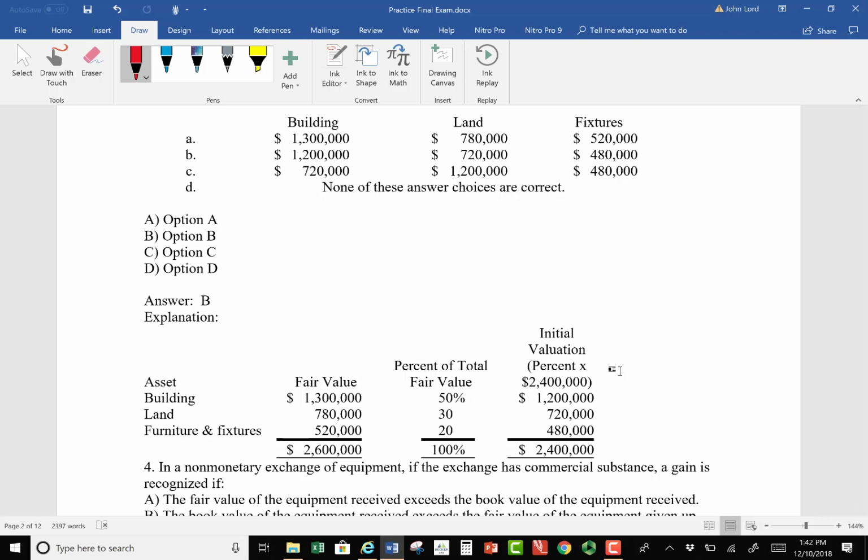So I might give you something like this, but it's pretty easy in that you basically add up the relative fair values that they give you in the appraisals up there. Those are the appraised values. That gives you a total, and then you figure out what percentage each one of those constitutes of that total. For example, 1.3 divided by 2.6, the building constitutes 50%, right? Then you take that total purchase price and you allocate it based on the relative percentages, and that's what gave you the correct answer here, which I guess was B?